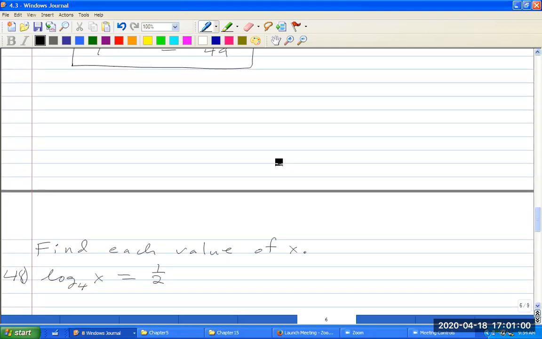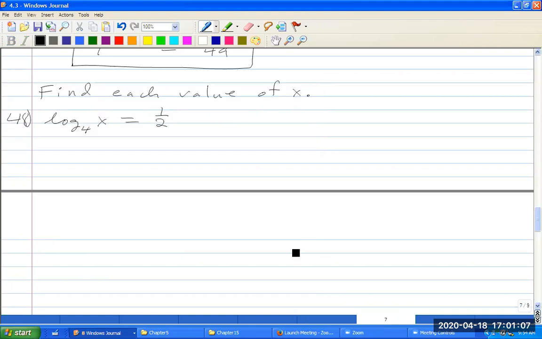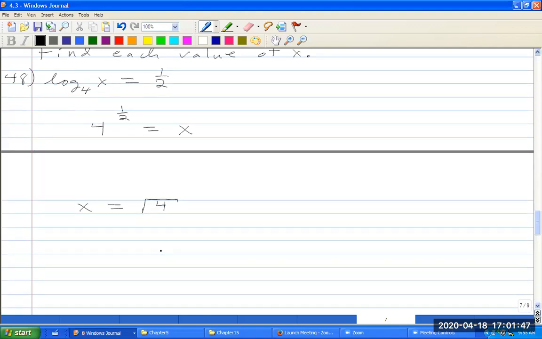Let me do problem number 48. Find the value of x. Okay, so let's find the value here of x. Since this started out in logarithmic form, let's write this in exponential form. So the base is 4, the exponent is 1/2, and the result is x. And so an exponent of 1/2 is the same as the square root. The square root of 4 is 2. And so x is equal to 2.